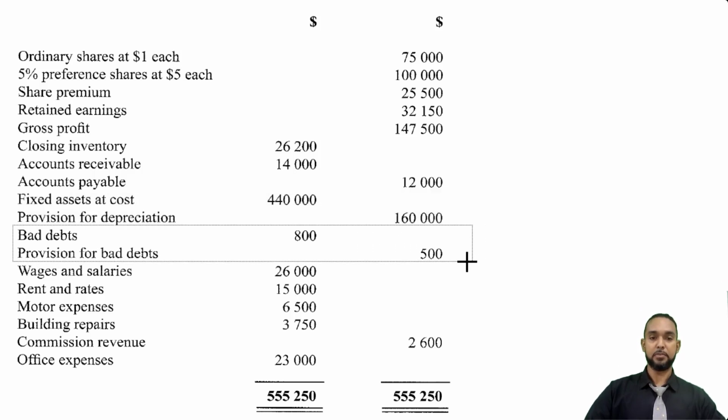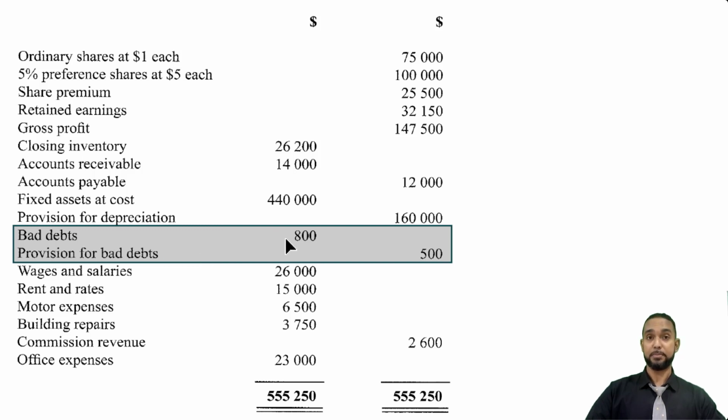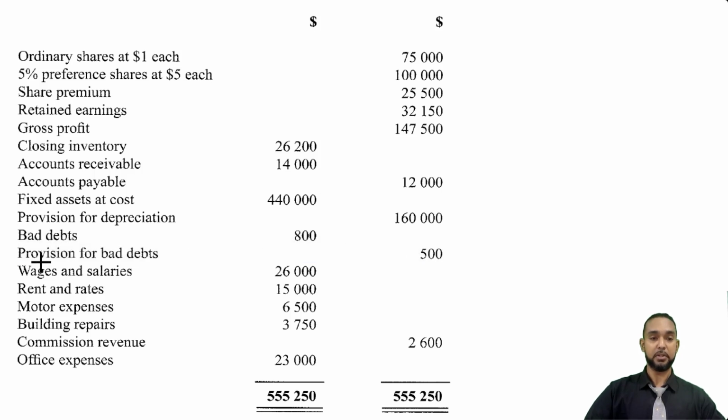Next, we have bad debts and provision for bad debts. So bad debts is an actual expense which has a debit balance. The provision for bad debts, much like the provision for depreciation, is a contra asset. Its function is to reduce the debtors or the receivables balance in the balance sheet in keeping with the prudence concept. And if its function is to reduce an asset balance, debtors or receivables, and debtors or receivables has a debit balance, the contra asset must have a credit balance.